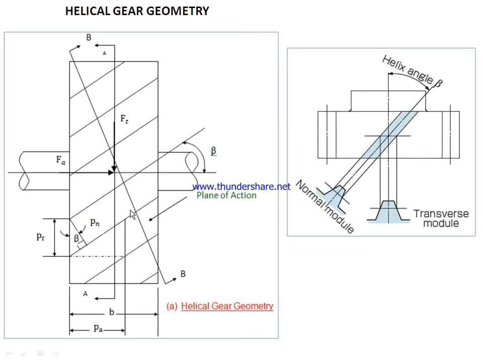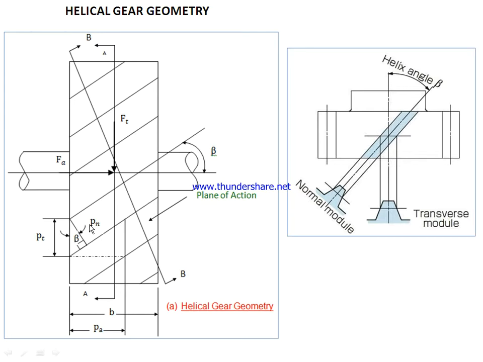Now in this helical gear geometry, these are the helical teeth cut on the gear blank, and this is the plane BB which is normal to the gear tooth, whereas another plane AA is normal to the axis of the gear shaft. Now you can see this angle beta is the helix angle, and this is the plane of action. In this plane the forces will act.